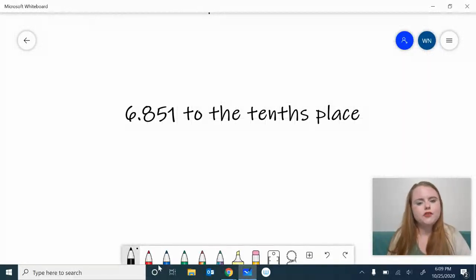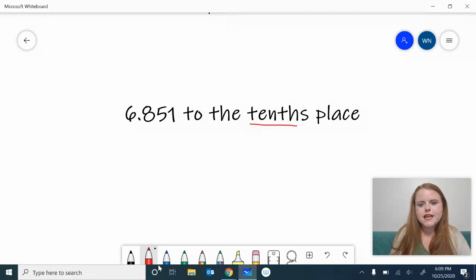6 and 851 thousandths rounded to the tenths place. So here you have to identify the place you are rounding to. So it says the tenths place. We know the 8 is in the tenths place. So we're going to draw an arrow over our 5. Now it's exactly the same as the ones we've been doing. So we know that 5 or more, raise the score, we're going to raise our score. That 8 is going to become a 9. So let's rewrite everything else. 6 and 9 tenths. Done. Let's do a couple more.